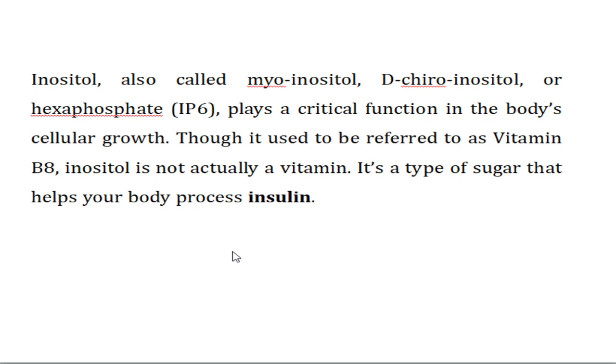Next is regarding inositol, which is also called myo-inositol, and includes dichiro-inositol and hexaphosphate. They play a critical role in cellular growth. Inositol is generally referred to as vitamin B8, but this particular compound is not actually a vitamin. It is a type of sugar molecule that helps your body process insulin.